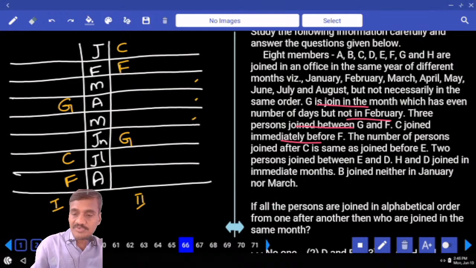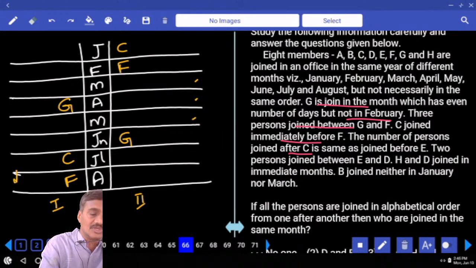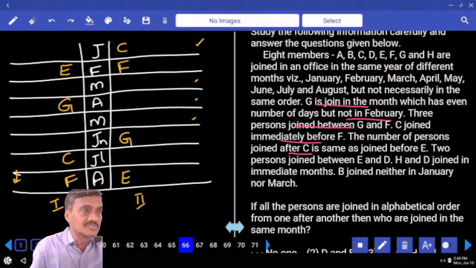And next one, the number of persons joined after C is the same as before E. After C, there is only 1 person. Before E, there must be exactly 1 person. Hence, E must be in the month of February. And again in the second case, C is here. Hence, after C, there are 7 persons. And before E, there must be 7 persons. And E must be in the month of August.